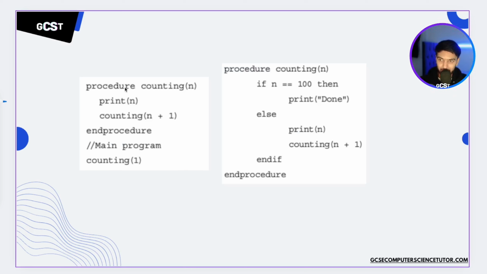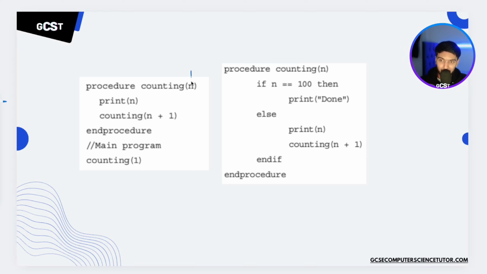On the left we have a procedure counting that takes in parameter n. We print n, which is 1, and then it's going to call counting at 1 plus 1, which is 2, and you're going to get 2, then 3, and so on until the stack overflows. That's a very bad example of recursion, because there's no base case, there's no stopping condition.